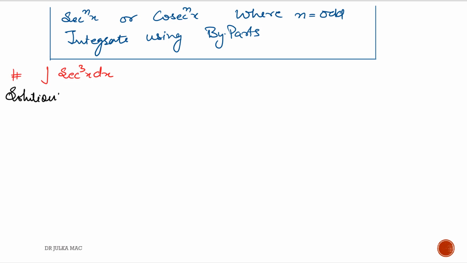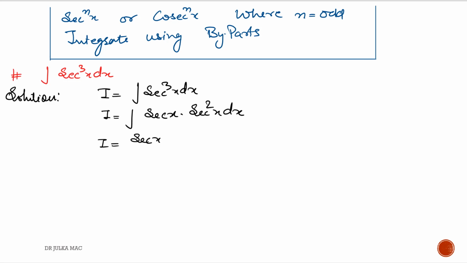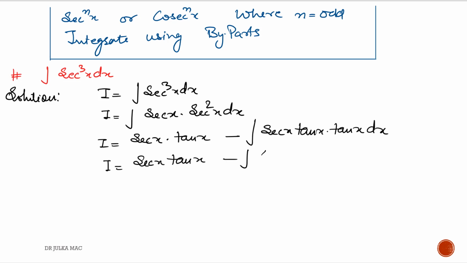We say I equals integration of sec cube x. Sec cube x can be written as sec x into sec square x. We'll take sec x as first function, sec square x as second function. First function as it is, integration of second is tan x, minus derivative of first is sec x tan x, integration of second is tan x, and the integration of the second part. Now sec x tan x minus integration of sec x into tan square x, and tan square x is equal to sec square x minus 1.